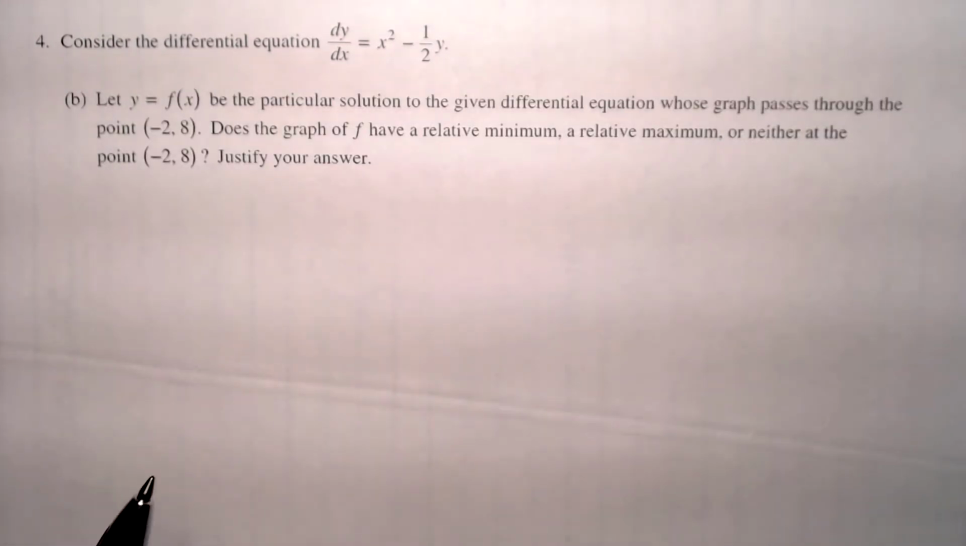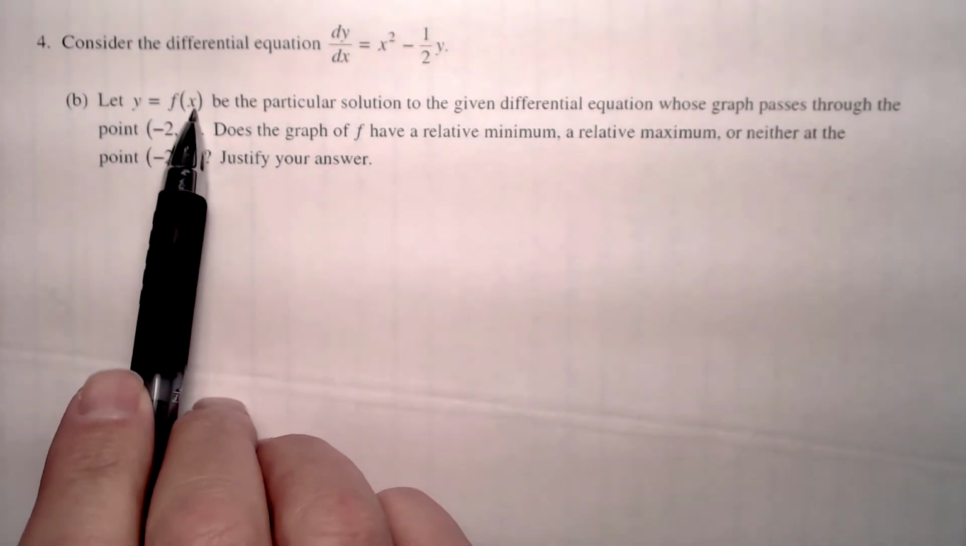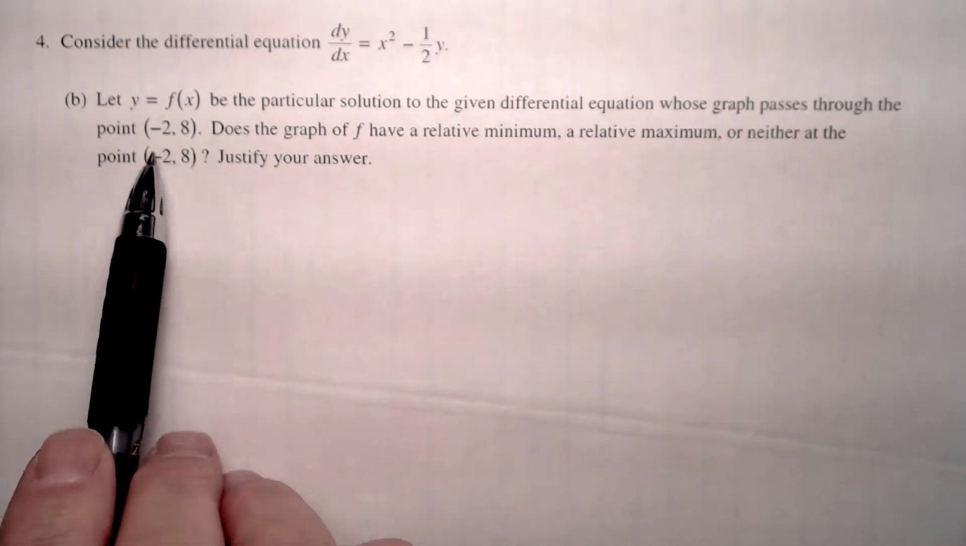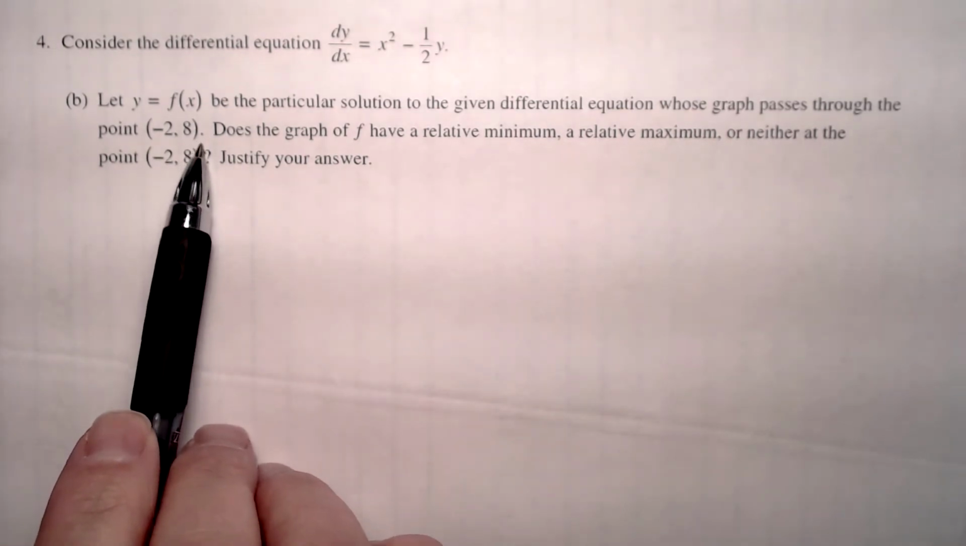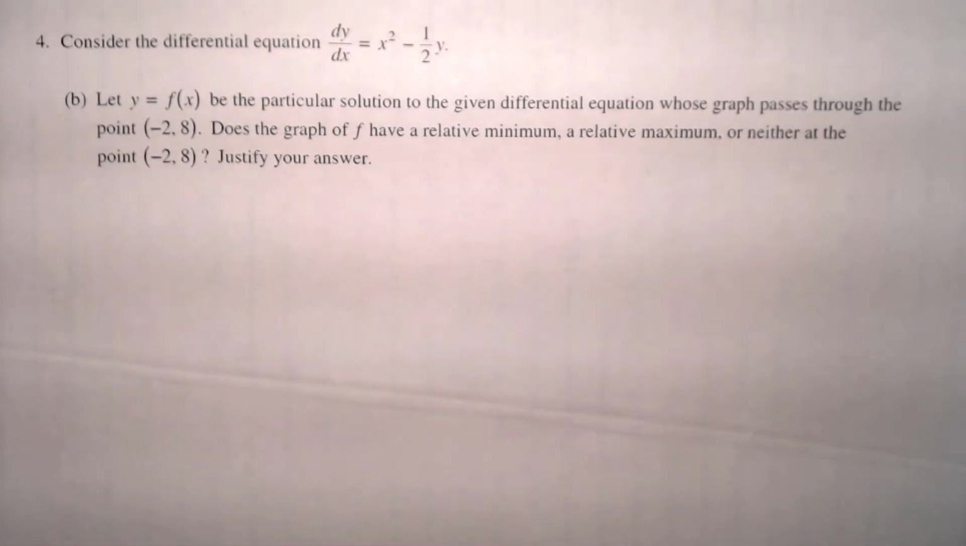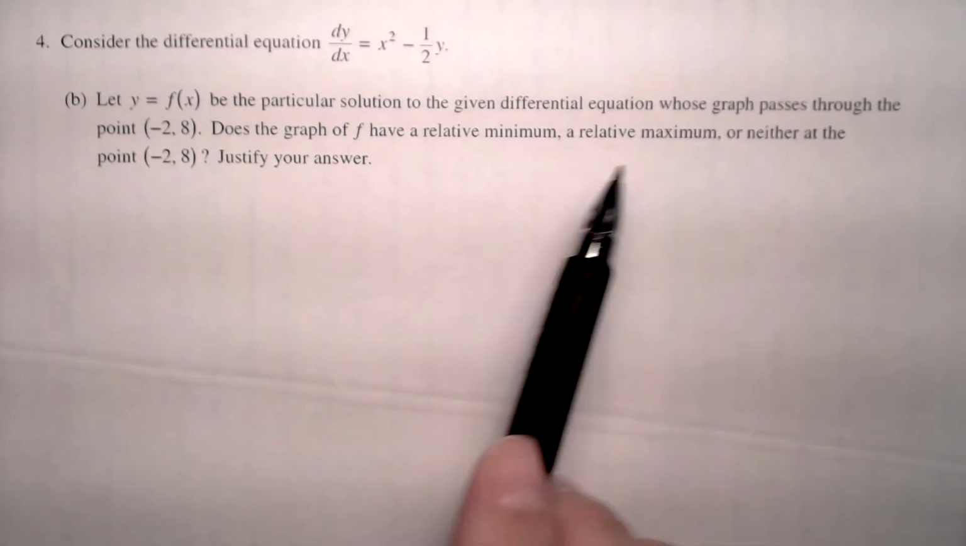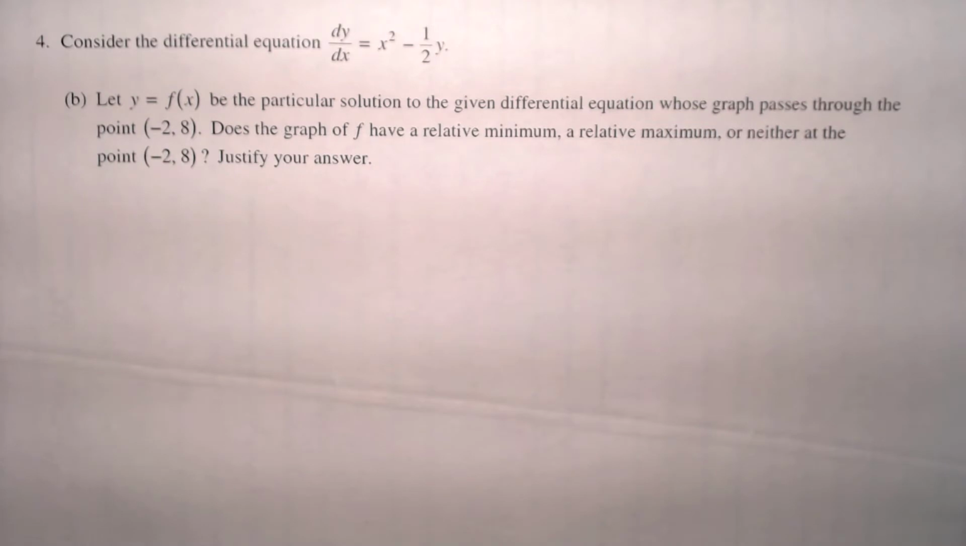So in this question we are given this particular solution y equals f of x that passes through the point (-2, 8). And the question is whether the graph of f has a relative minimum, maximum, or neither at that point. And so let's first check whether that's a potential minimum or a maximum.